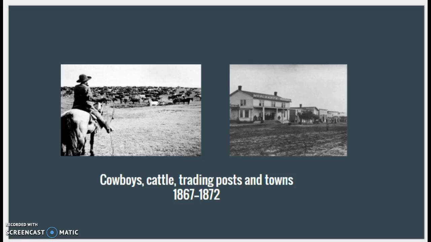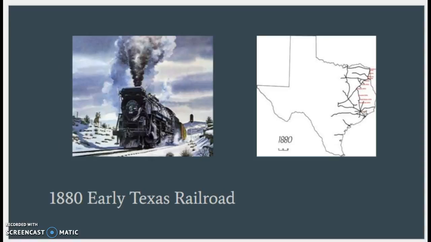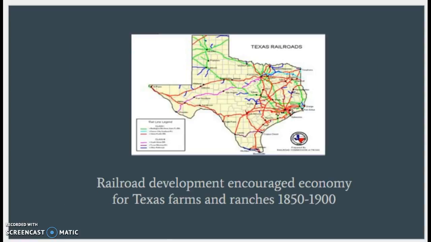The Chisholm Trail was established during this period. It moved thousands of cowboys and millions of cattle and provided for economical development. How were the designs of the trading posts and towns during this time? The Chisholm Trail later became the early Texas Railroad. As the railroad expanded, it encouraged economic development.